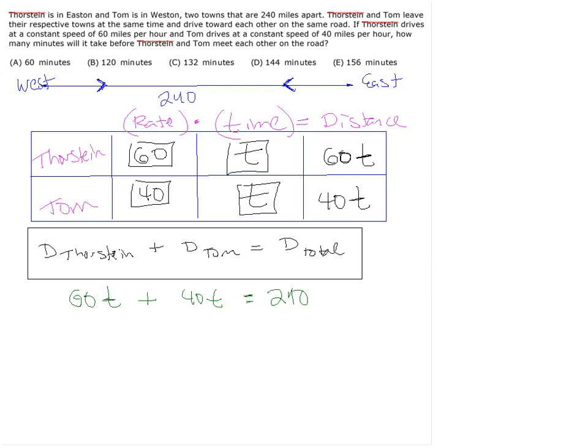Okay, all right, cool. So 60t plus 40t is 240. So we have 100t is equal to 240. So what we're going to do now is say t is equal to 240 divided by 100. You can reduce this any way that makes sense, but the easiest thing to do is say that this is 12/5 of an hour.